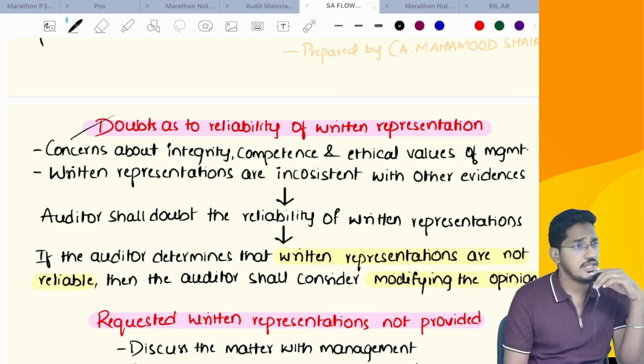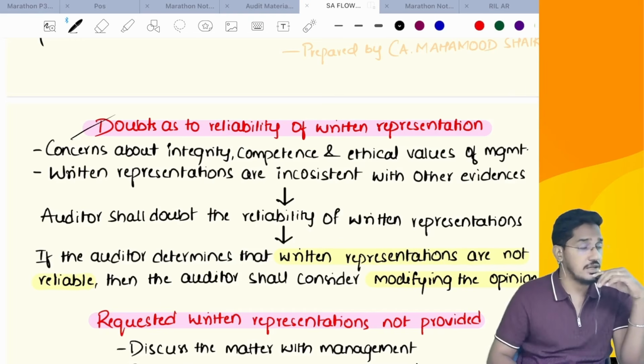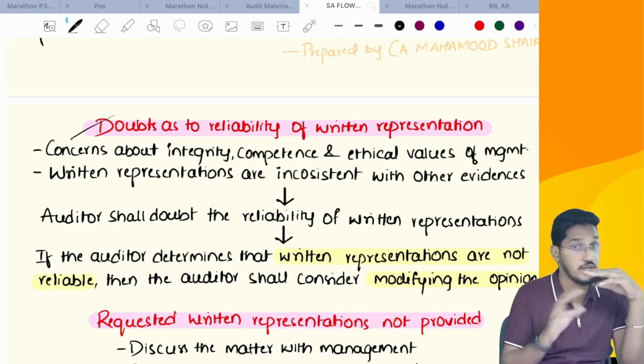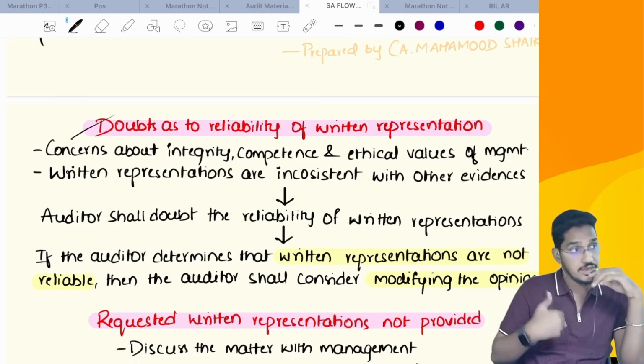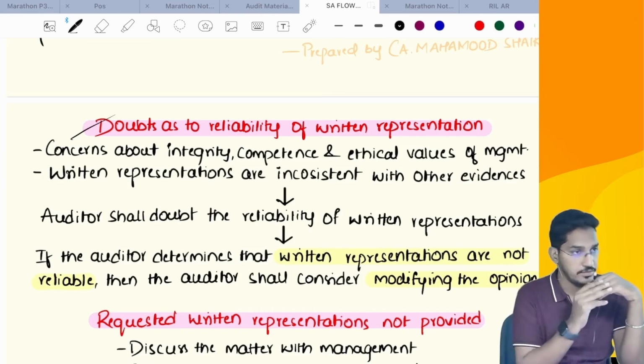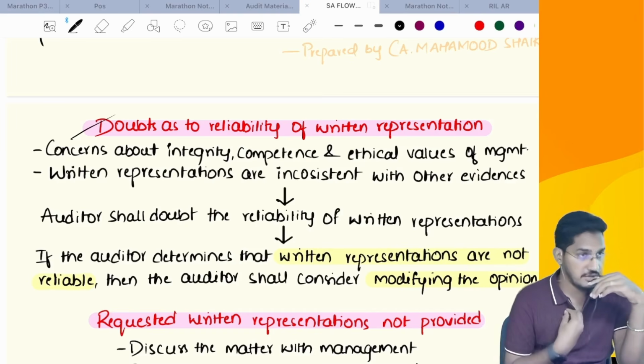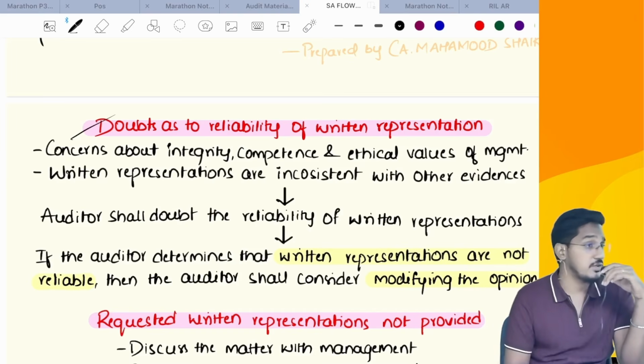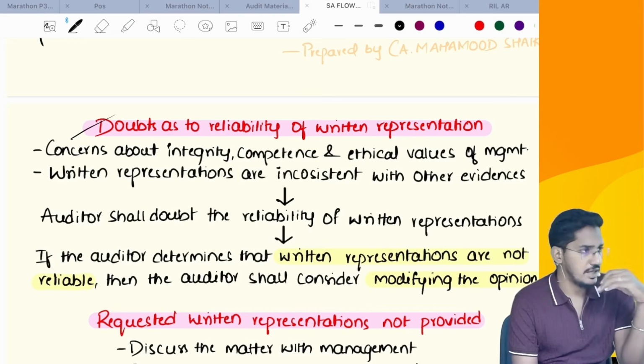I told you written representation is just supporting evidence. So you would try to generally match that evidence with the written representation. Sometimes they might mismatch. I got evidence of something, and management is confirming something else. Then what should I do? I should try to resolve it. Where is the error? Is my evidence wrong, or is management's written representation wrong? If I decide my evidence is wrong, I will perform extra procedures and get the correct evidence.